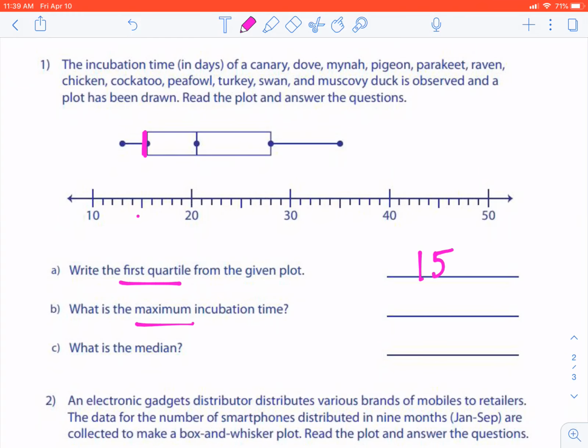What is the maximum? Maximum is your biggest number. That's the dot on the right-hand side. If I were to come down, it looks like it's about halfway between 30 and 40, so 35. Median, that's the number in the middle of the graph. If I were to come down, it looks to be about 20, right in the middle of the graph.